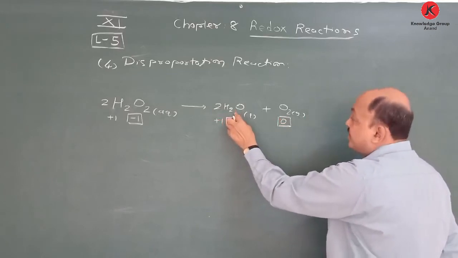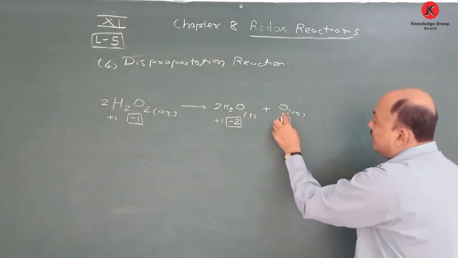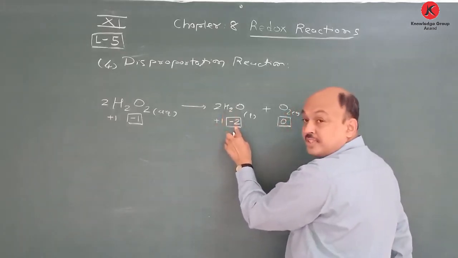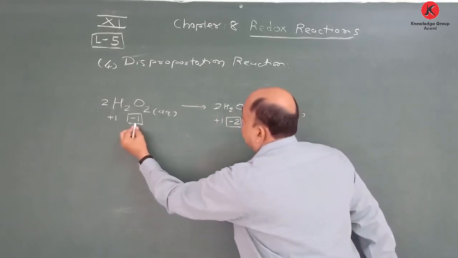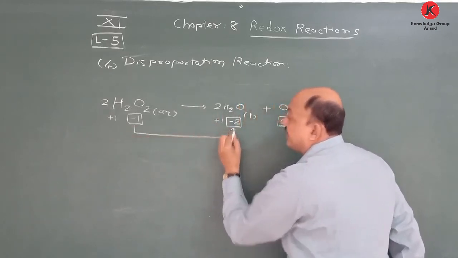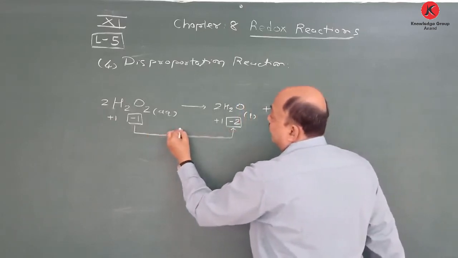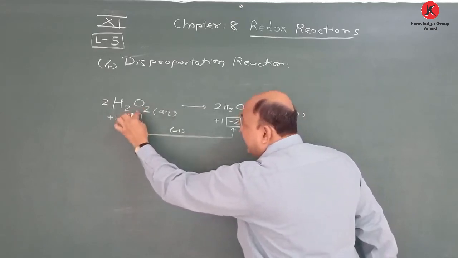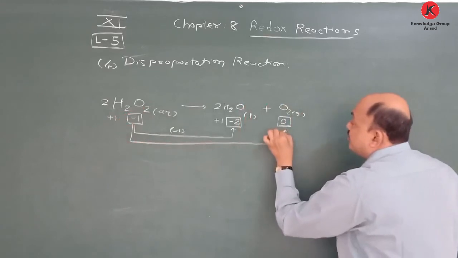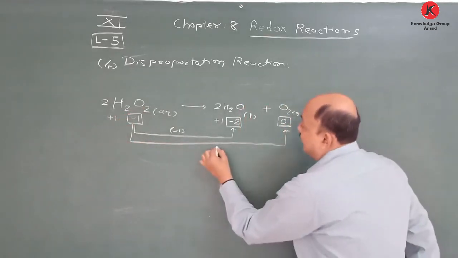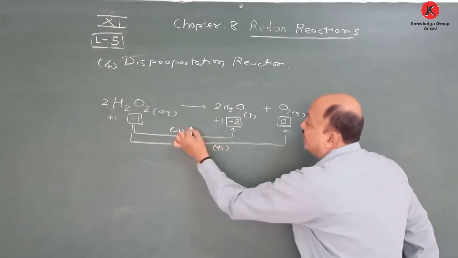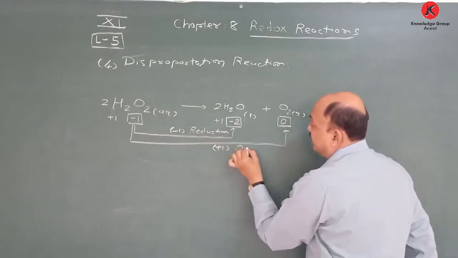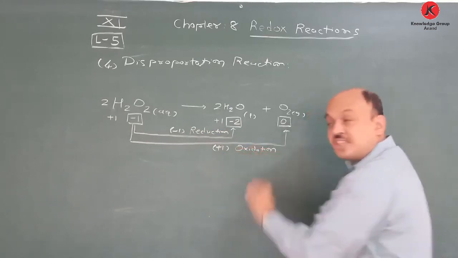Because here in H2O oxygen atom is there, in O2 oxygen atom is there, but O2 is in the free state, so it's 0, and here oxygen is minus 2, because you know this, it's oxide, O minus 2. But minus 1 to minus 2, that means minus 1 is reduced. And in the same way, the same element, minus 1 to 0. So this is nothing but a reduction reaction. This is nothing but, you can say, an oxidation reaction.